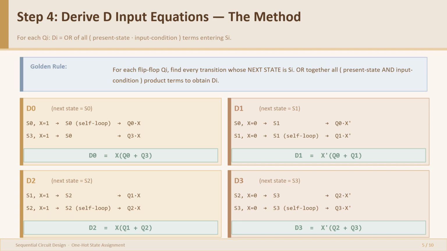D3: every transition whose destination is S3. From S2, when X equals 0, Q2 times X prime. From S3, when X equals 0, a self-loop, Q3 times X prime. That gives us D3.